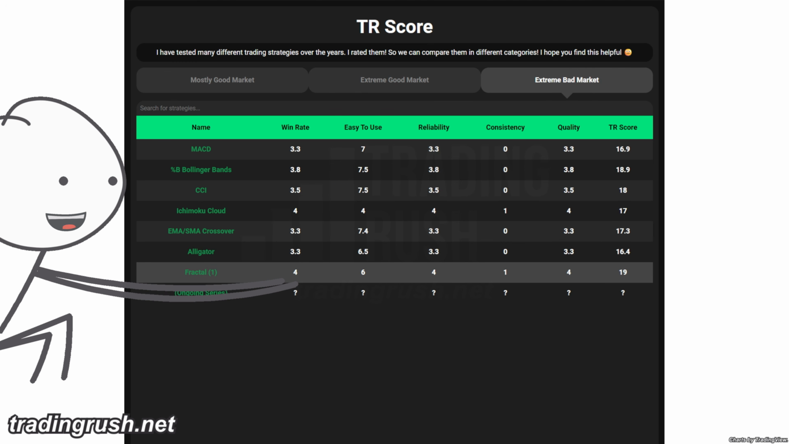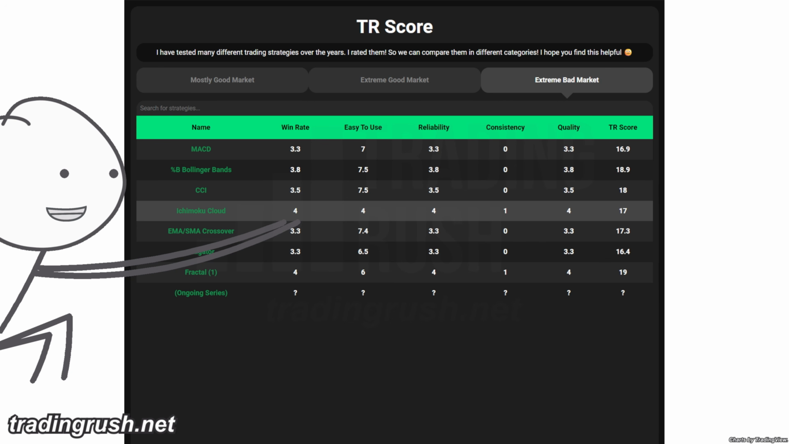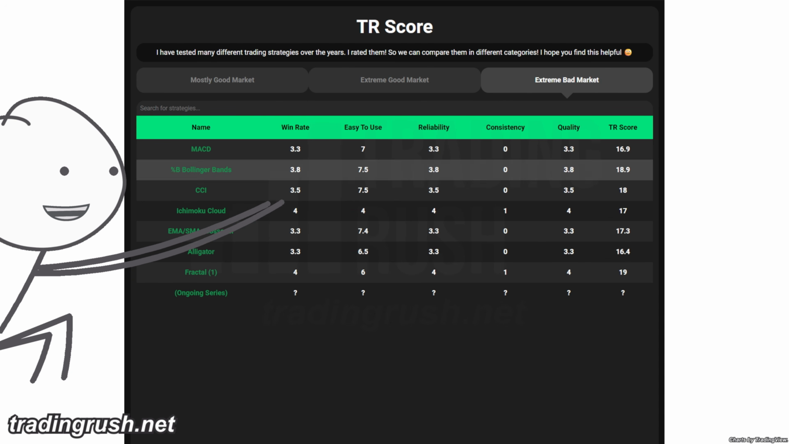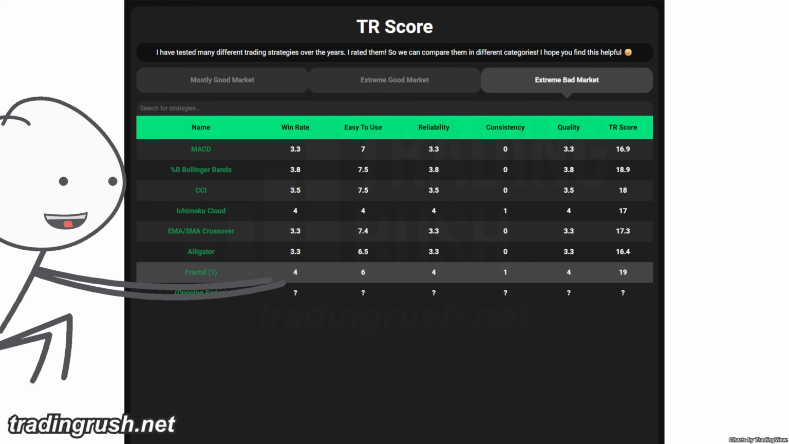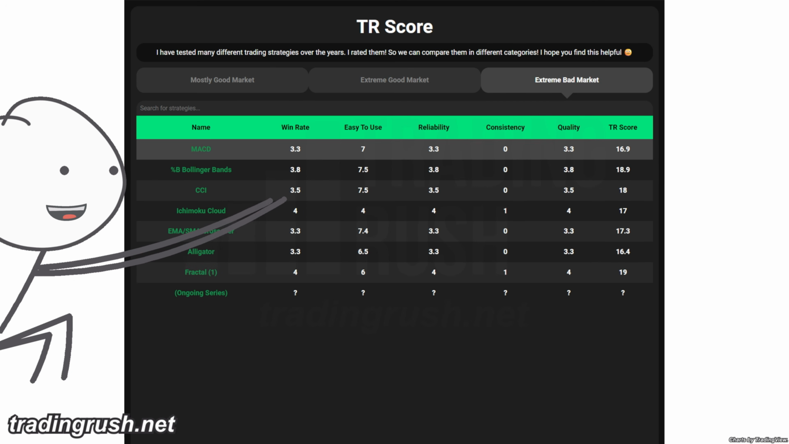In the extremely bad market, this fractal strategy gets a 4 out of 10 in the win rate category, which is actually a really good score. It is one of the strategies that have a lower probability of continuously making a loss, even in the bad market. The only other strategy that did that was the Ichimoku cloud. All the other strategies we have tested in the bad market had a high probability of blowing up your account.